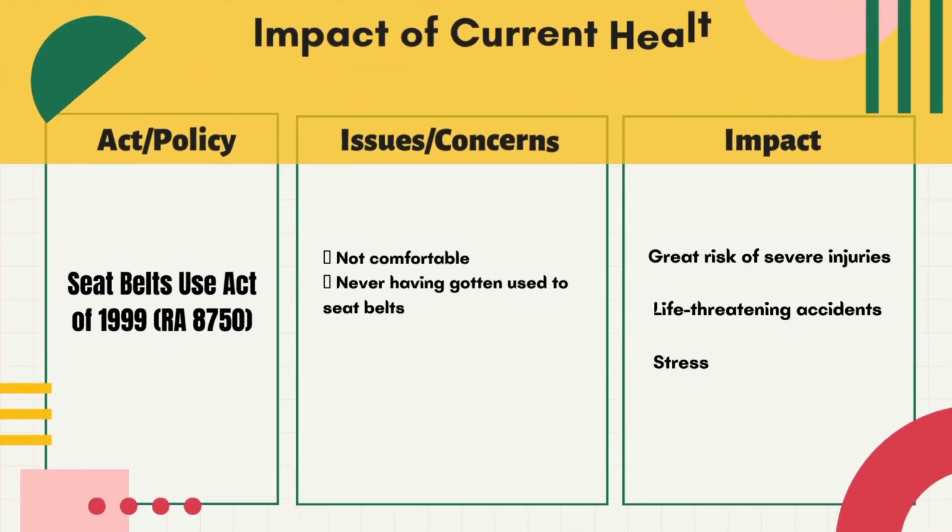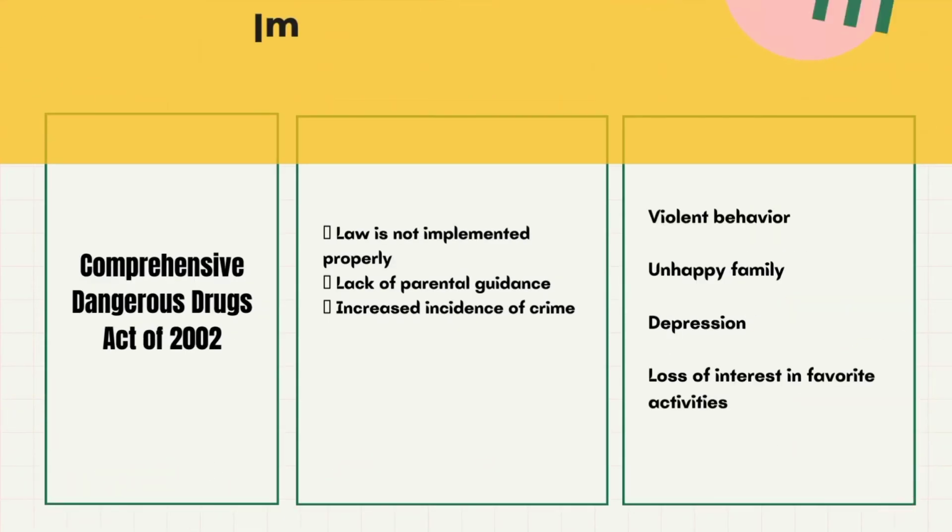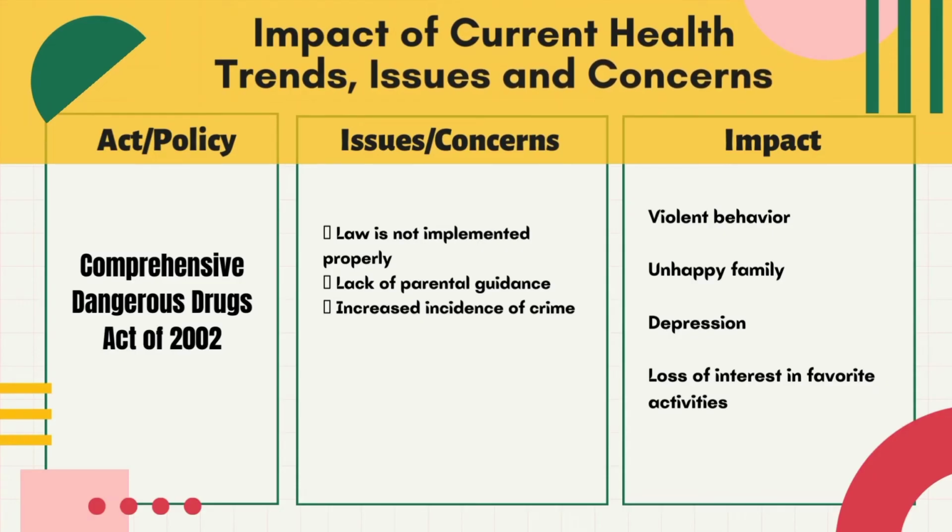Act or Policy Number 8, Seatbelts Use Act of 1999, RA Number 8750. Issues/concerns: not comfortable, never having gotten used to seatbelts. Impact: great risk of severe injuries, life-threatening accidents, stress. Act or Policy Number 9, Comprehensive Dangerous Drugs Act of 2002. Issues/concerns: law is not implemented properly, lack of parental guidance, increased incidence of crime. Impact: violent behavior, unhappy family, depression, loss of interest in favorite activities. So those are the impacts of current health trends, issues, and concerns.